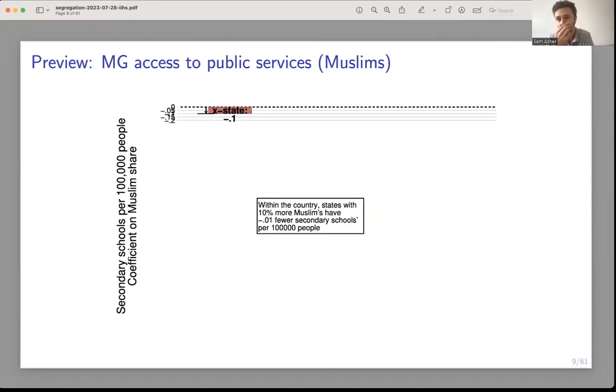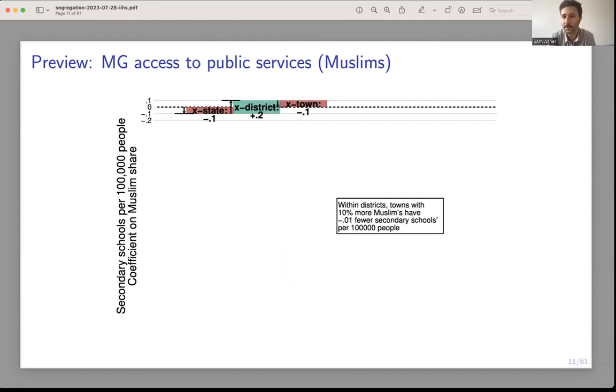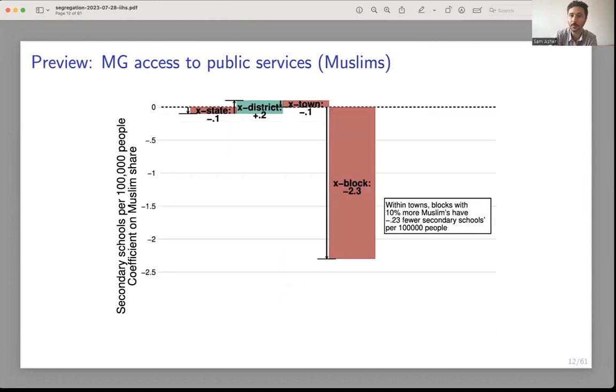What does it look like for Muslims? Well, we see that there's not much of a difference across states that have more or fewer Muslims. We see that there's not too much of a difference across districts within states that have more or fewer Muslims. Likewise, across towns, not much going on. When you zoom into the neighborhood level, you see that within towns, the neighborhoods that have more Muslims are far less likely to receive a government secondary school than neighborhoods that have fewer Muslims.